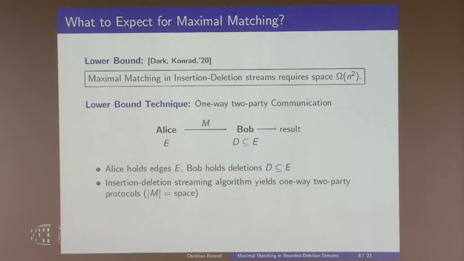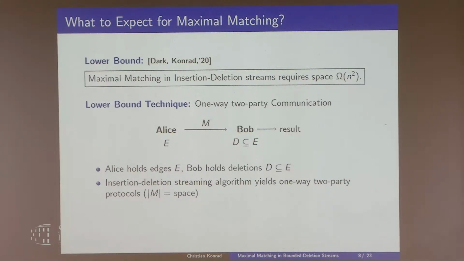The setting that is used for proving this n-square lower bound is Alice holds edges, sends a message to Bob. Bob holds deletions, and the deletions have to be a subset, of course, of the edges that Alice holds. And Bob outputs essentially a maximal matching. And if we just see this, we believe that there's an n-square lower bound coming out of this.